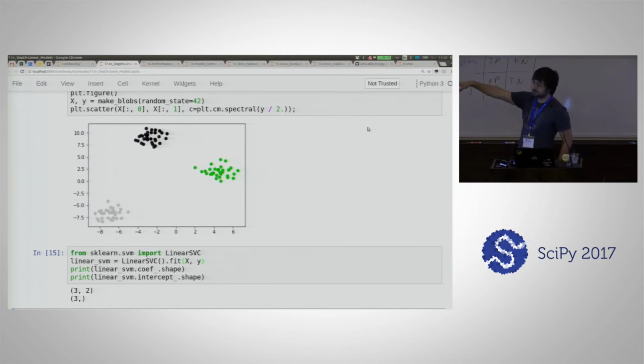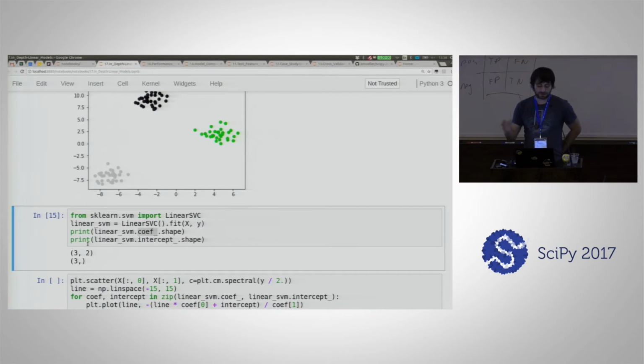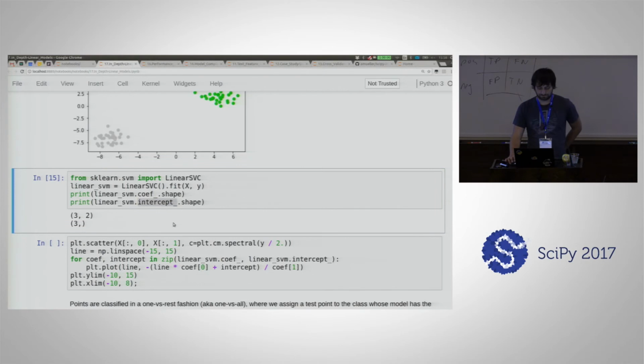If I use linear SVC, this will build what's called the one versus rest model. Here I try to classify the gray point against the other points, the black point against the other points, and the green point against the other points, and I get 3 models. Then the model that is most certain will make the decision. If I call fit here, I get a coefficient of shape 3 times 2, that's number of classes times number of features. For each of the classes I have a different coefficient vector and a different intercept.